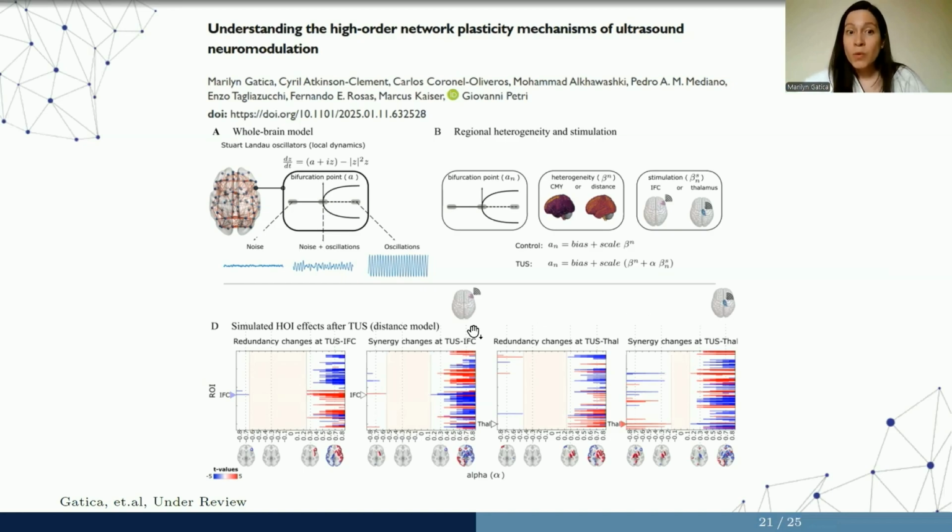But the good thing for us is that we recovered the effect in the redundancy for the inferior frontal cortex, and we also recovered the effect in the thalamus for the stimulation in the right hemisphere. With this, we are also saying that it's important to take different insights from invasive and non-invasive techniques and learn from each other.